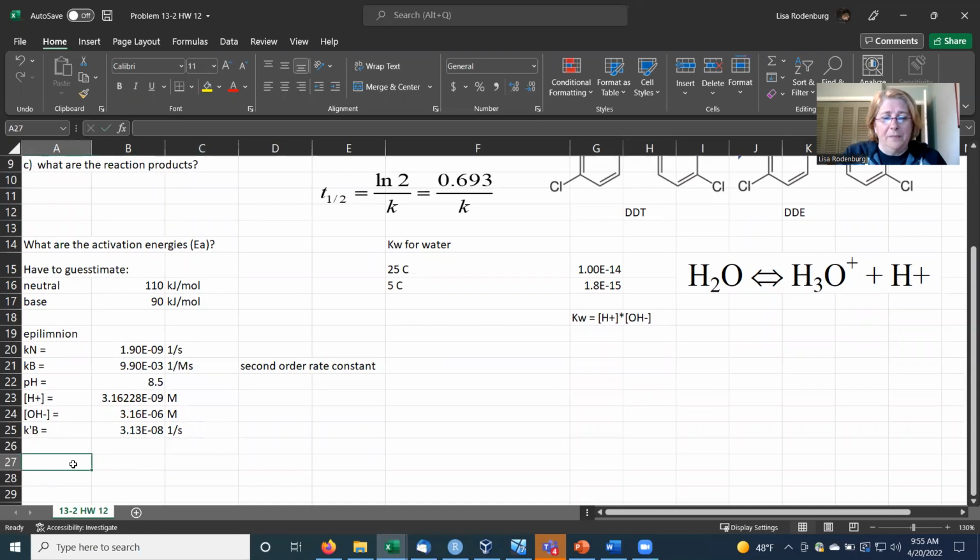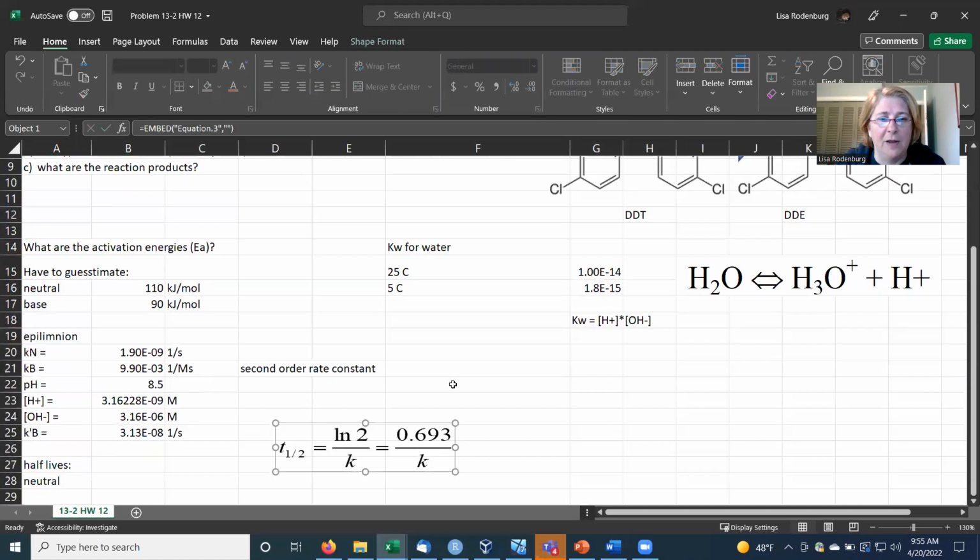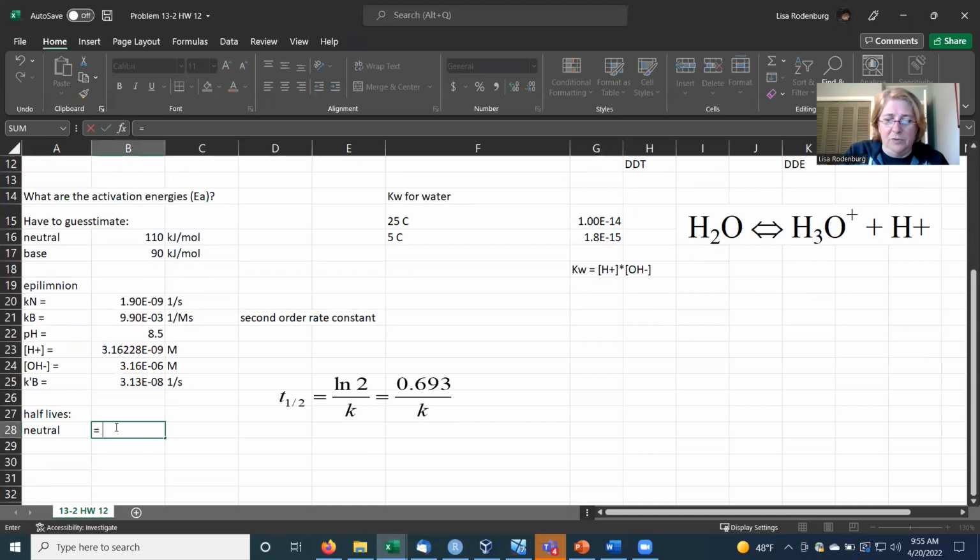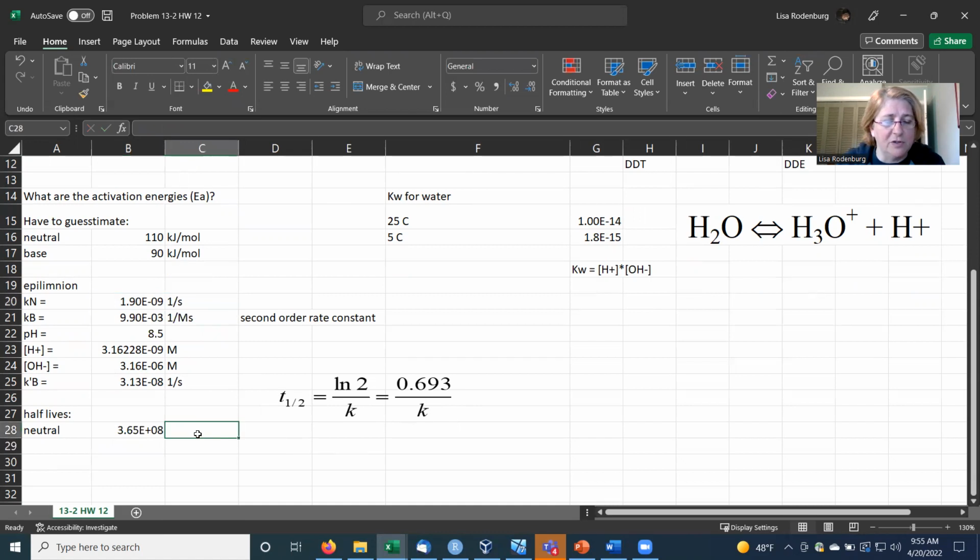All right, so half-lives for the neutral mechanism. Here's our calculation of half-life right here, right? So it equals natural log of 2 divided by the rate constant here, which is here. And since our units were in 1 over seconds and we've just taken the inverse of it, this now has units of seconds. That might not be a terrifically helpful set of units. I'll move them up here and then we can do this in terms of hours as well.